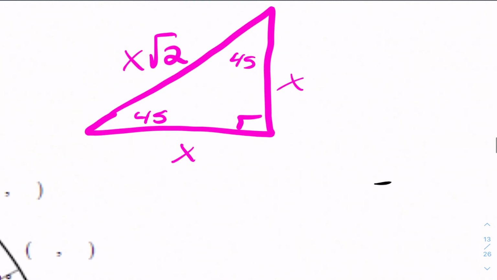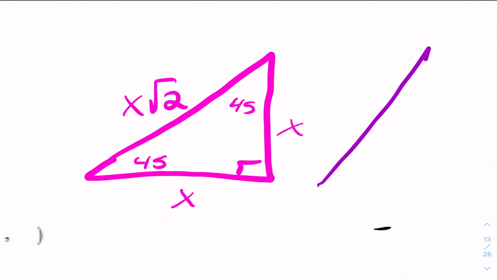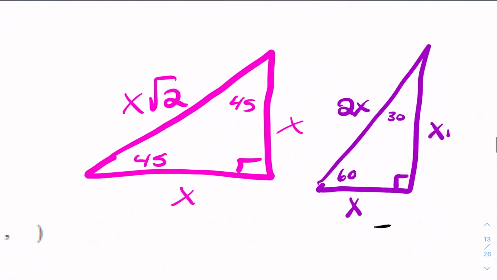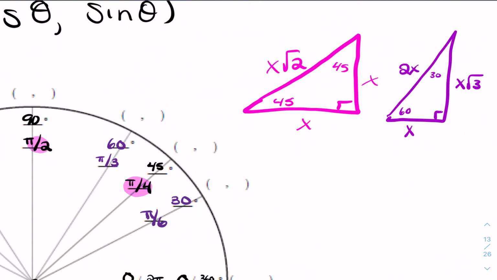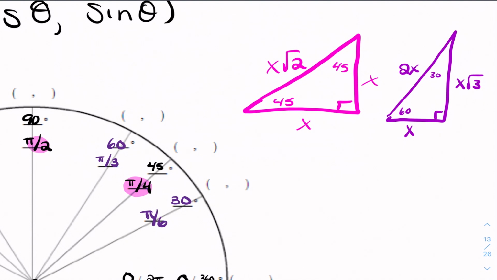The other type of special right triangle that we deal with on the unit circle is a 30-60-90 triangle. And we often say that the hypotenuse is 2x. The side opposite 30 is half of that, which is x. And the side opposite 60 would be x root 3. So these are review, but these will help us identify the values that are in the ordered pairs.